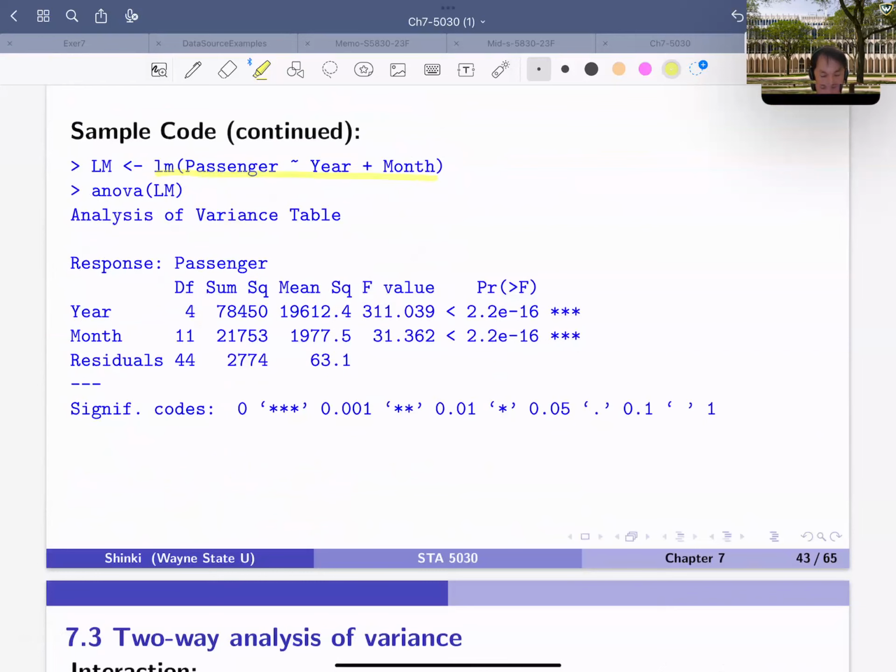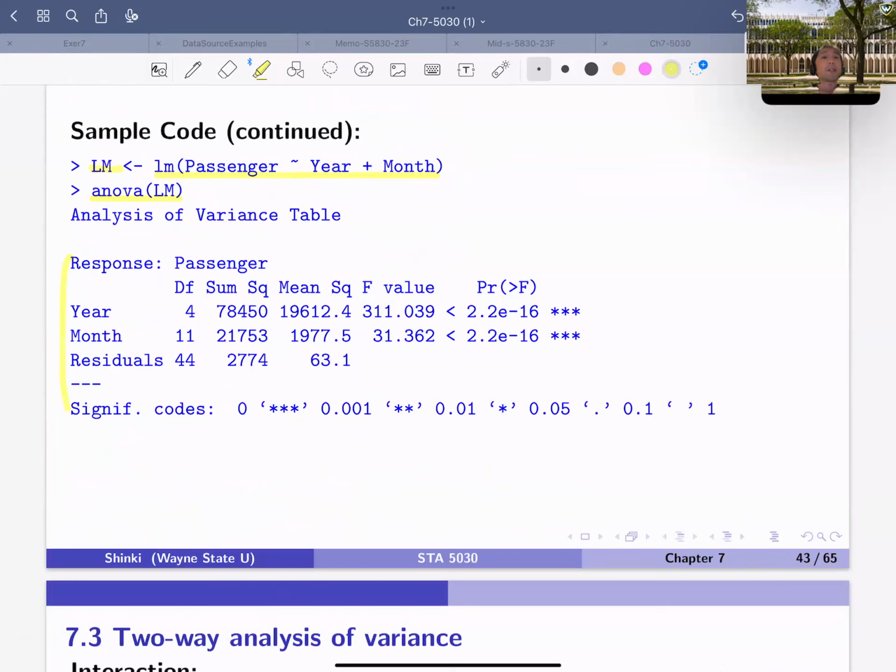Then we can use the linear model: passenger tilde year plus month. Then we can do this ANOVA. If you put this object lm within the anova function, then we get this table.